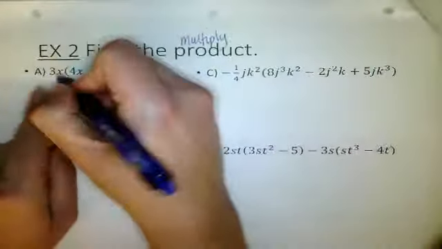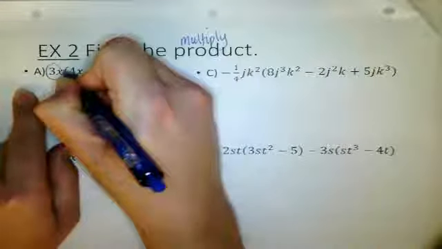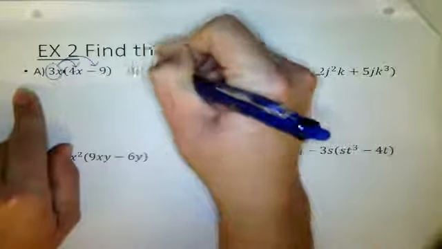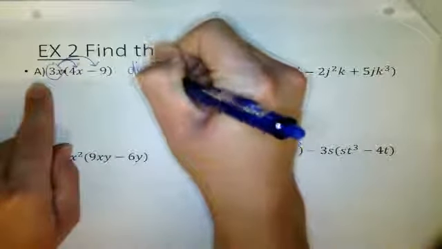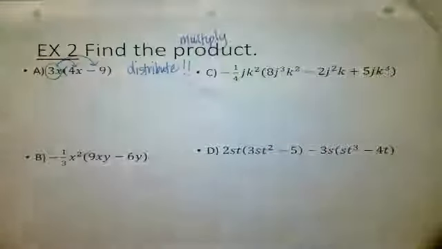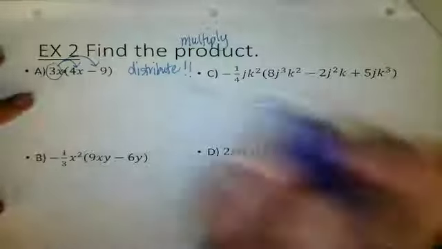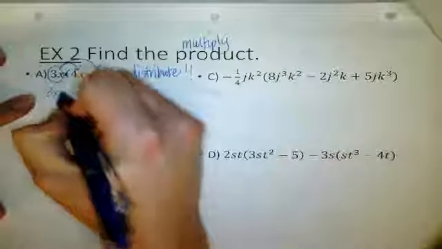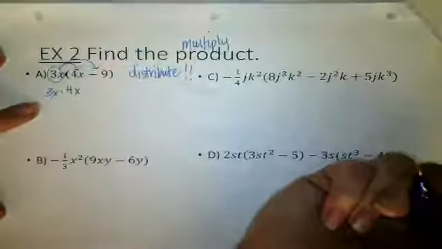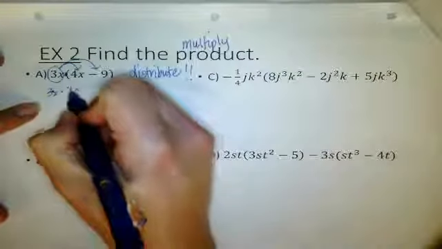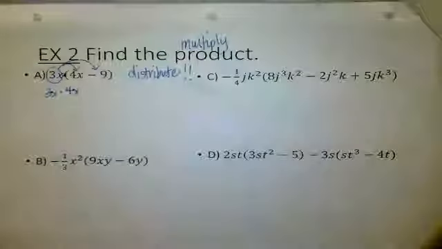Distribute. Yeah, this is 3x times this whole group. You know how to do this. We've been doing this for months now. We are going to distribute. The difference is now we're also combining properties of exponents. This I'm only going to write out once or twice. We're going to multiply 3x times 4x. We're multiplying them together. Well, that would be 3 times x times 4 times x.